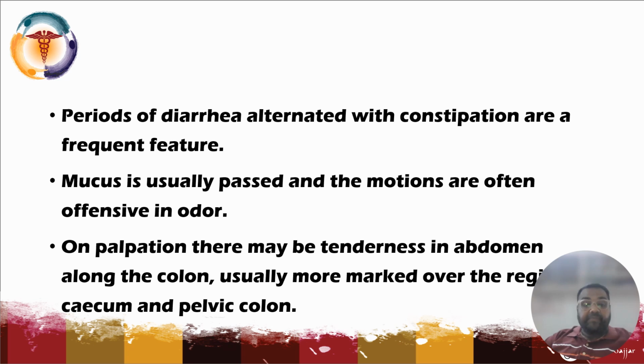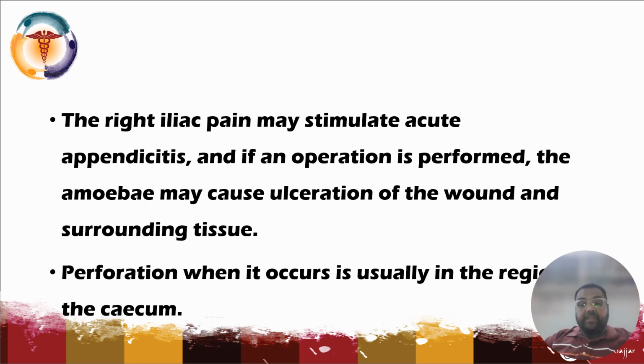On palpation, there may be tenderness in the abdomen along the colon, usually more marked over the region of the cecum and the pelvic colon. कि palpation करेंगे तो cecum area और pelvic colon में हमें tenderness feel होगी. This is the clinical examination sign, right? The right iliac pain may simulate acute appendicitis. And if an operation is performed, the amoeba may cause ulceration of the wound and the surrounding tissue. वहां पे जो operation हुआ होगा तो उसके wound के आसपास वो amoeba ulcer करेगा.